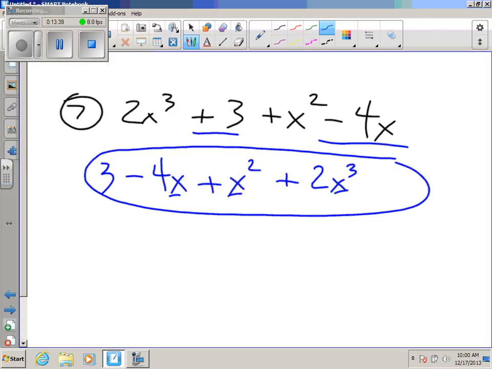So in 11 through 14 will work in a very similar way. Except descending would be greatest to least. Again, it's powers of x.